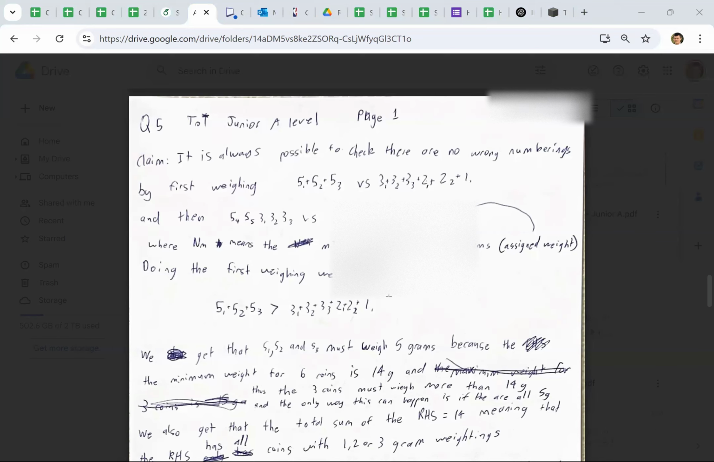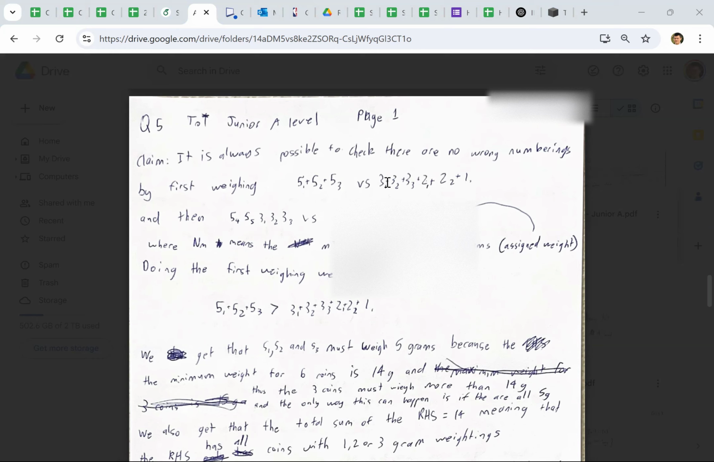It works better because it actually highlights the ideas, right? So the main idea he's trying to highlight is that when you take a weighing, here he's got the first weighing as 3 5s versus 3 3s, 2 2s, and a 1. Yeah, so that's the first weighing. Okay.